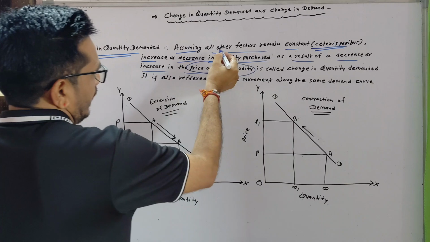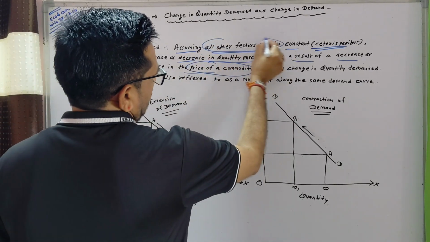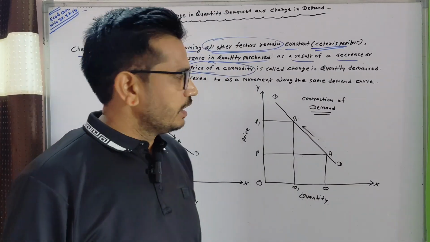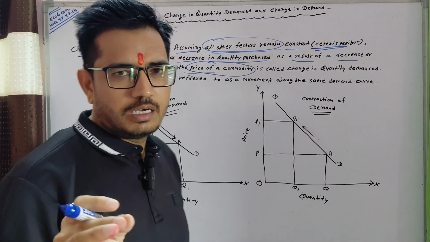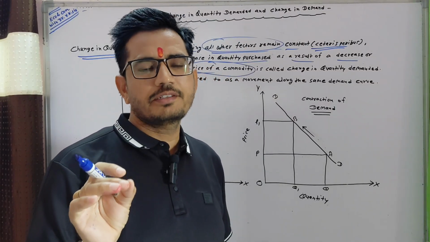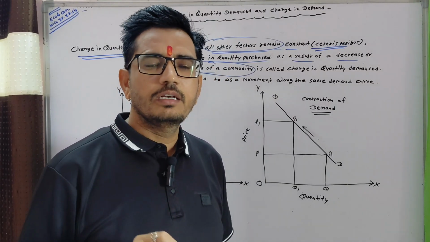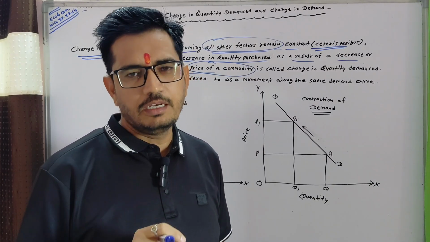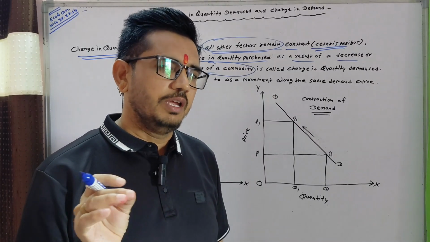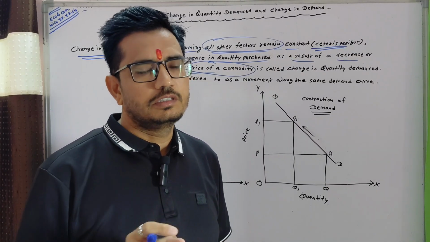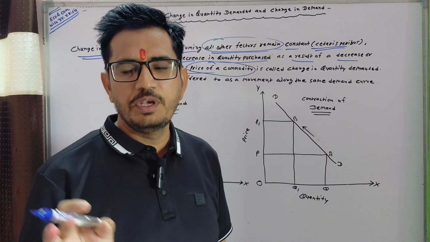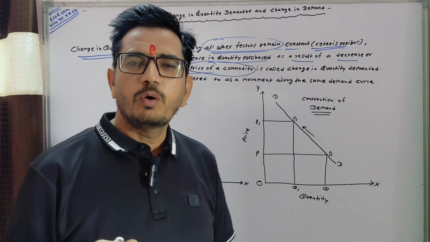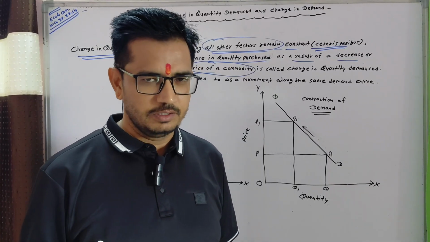Price of a commodity changes, and all other factors remain constant. So if any goods' price goes down, then the purchased quantity will be increased. And if the price of a commodity goes up, the quantity demanded will be decreased. That we can say is extension of demand and contraction of demand.